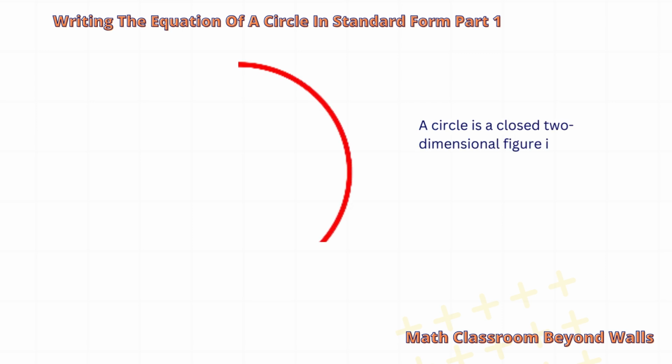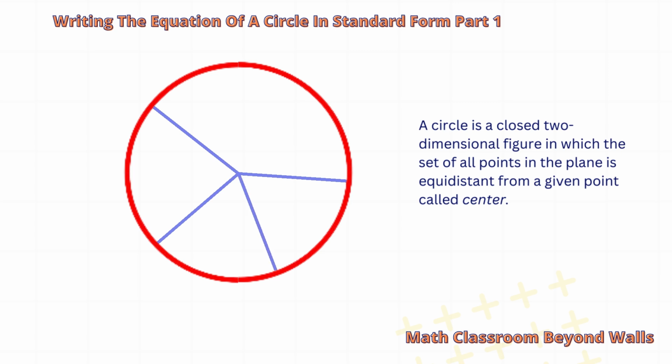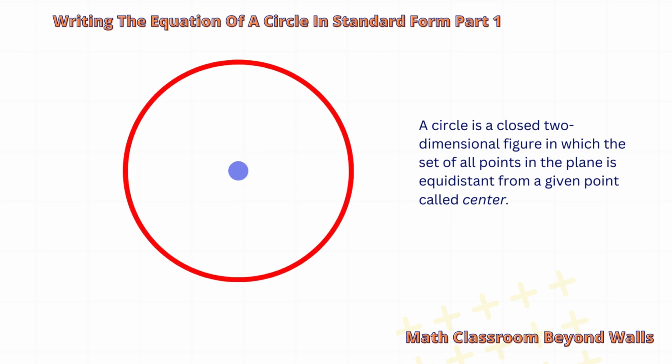Let us first describe what a circle is. A circle is a closed two-dimensional figure in which the set of all points in the plane is equidistant from a given point called the center. The distance between the center and any point on the circle is called the radius of the circle. Since we're going to write the equation of the circle from a graph, let us put our circle on a Cartesian coordinate.